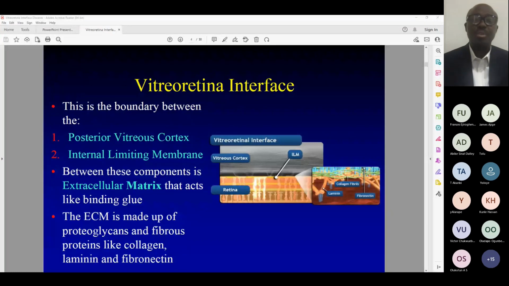There's a boundary between the vitreous cortex and the internal limiting membrane. Between these two components is extracellular matrix that acts as a binding glue that holds these two tissues together. The ECM is made up of proteoglycans and fibrous proteins that include laminin, collagen, and fibronectin.